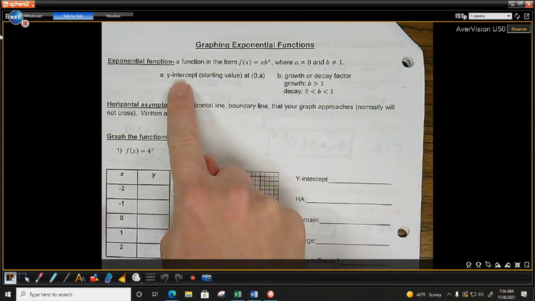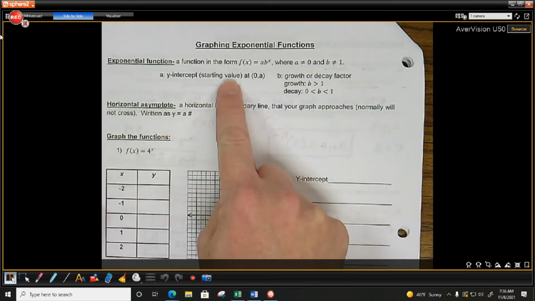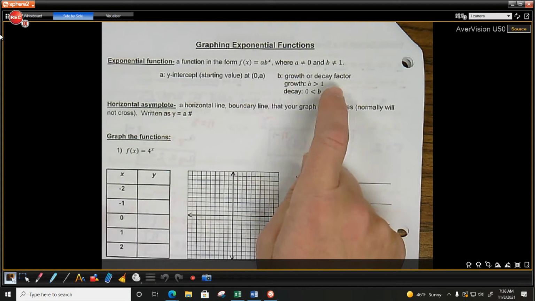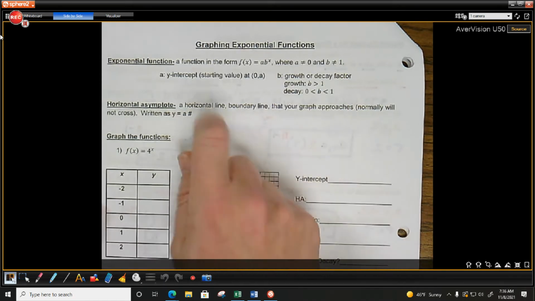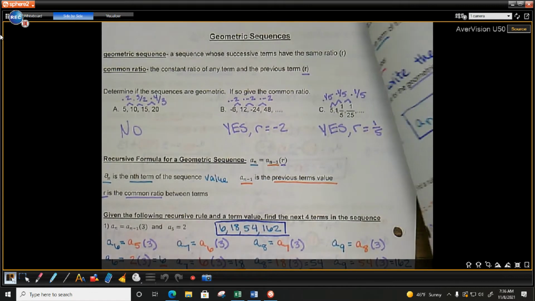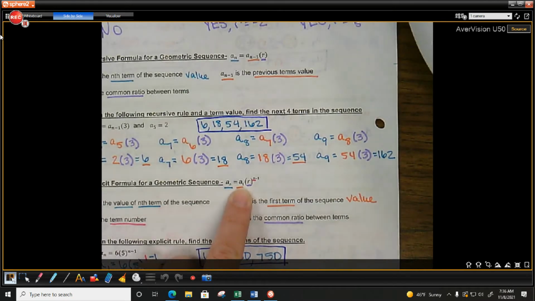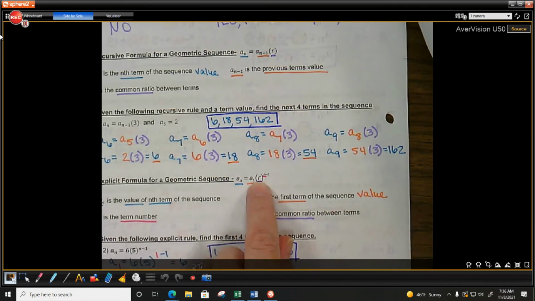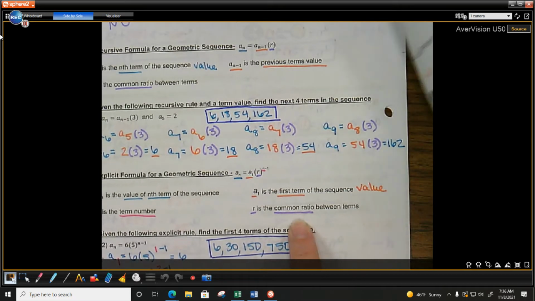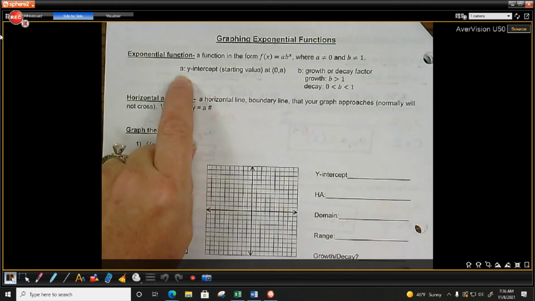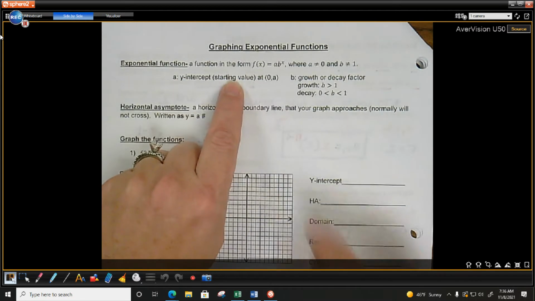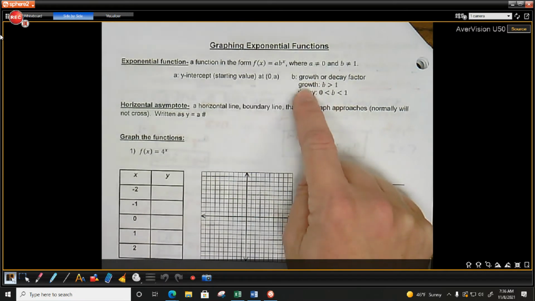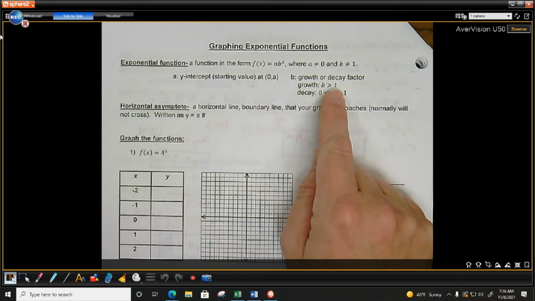A is your y-intercept, or your starting value. B is the growth or decay factor. This falls in line with what we did with our geometric sequences. If we look back at our geometric sequence, a1 was the first term's value, and r was the common ratio, so what you were multiplying by. Same thing here. The a is your starting value, and the b is the growth or decay factor, what you are multiplying by. If you are growing, b is going to be bigger than 1.